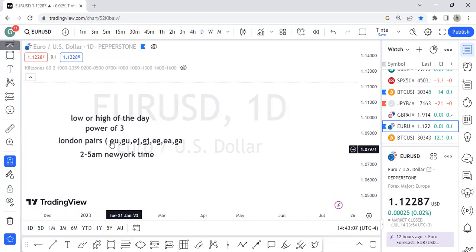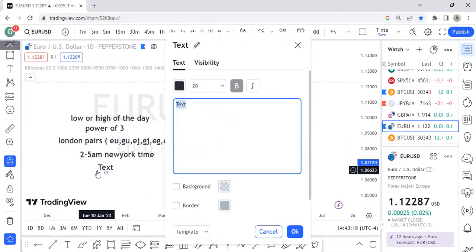And every day, if you look at any of these London pairs, you will see a stop on any of them, right? For me, I like to trade only EU, GU, GG, or EJ, right? And then the next one to do is that you want to have an understanding of what the daily bias is. The market is going to be bullish. This is top-down analysis now. You have to understand what the daily bias is.